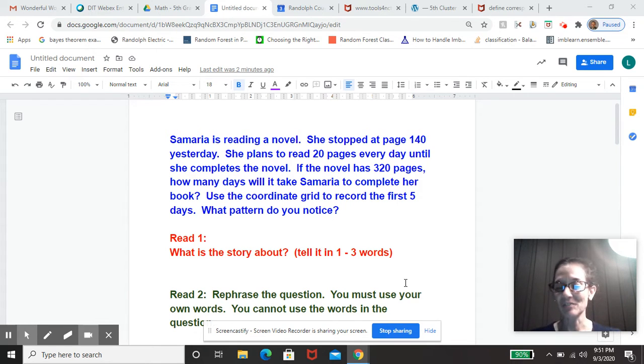Samaria is reading a novel. She stopped at page 140 yesterday. I'm reading a novel, and I'm not quite on 140, but she stopped at page 140. She plans to read 20 pages every day until she completes the novel. If the novel has 320 pages, how many days will it take Samaria to complete her book?